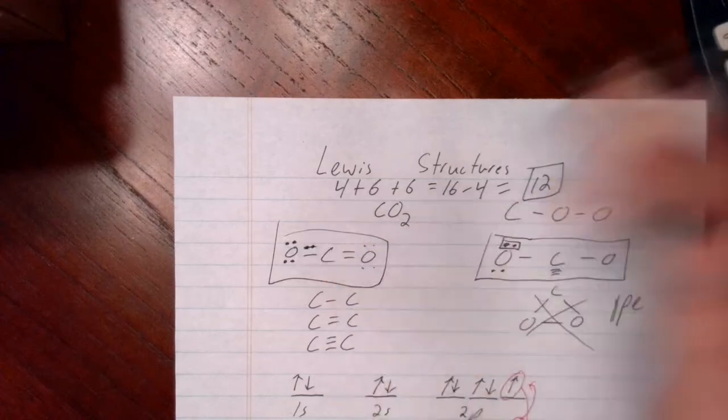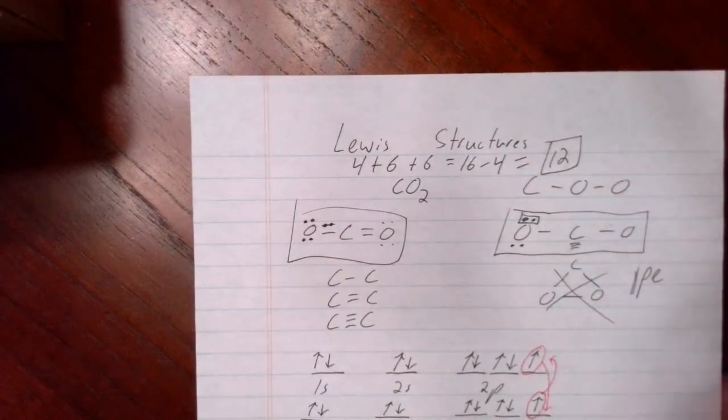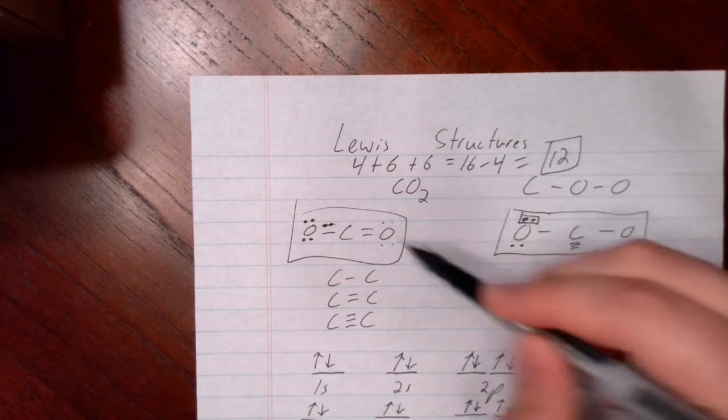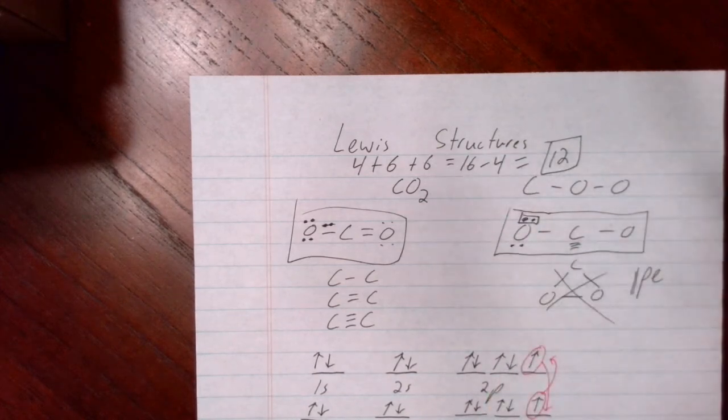Once we get to our correct final answer, in this case through kind of trial and error, this gives us a kind of crude picture of what's actually going on in the molecule. This is how we visualize how the molecule of CO2 is held together.